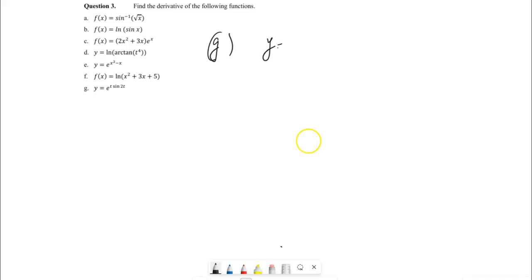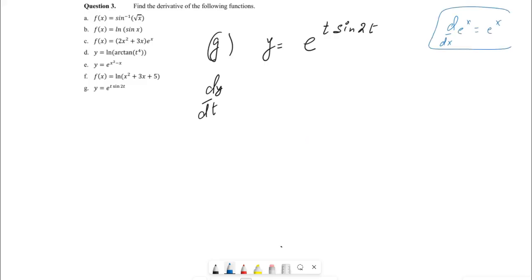Last part, y is equal to e to the power t sine 2t. Differentiate with respect to t. We know the formula: the derivative of e to the power x is just e to the power x. Therefore, this will be just the same. But the problem is the exponent is not just t. So we need to differentiate that also using the chain rule.